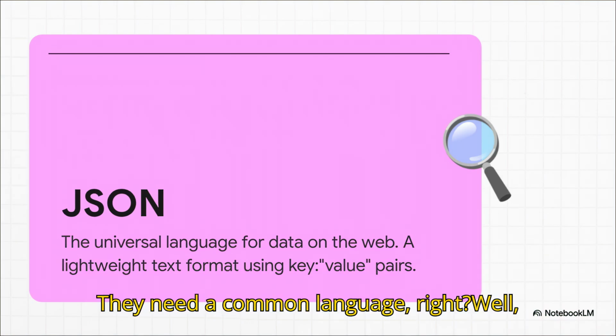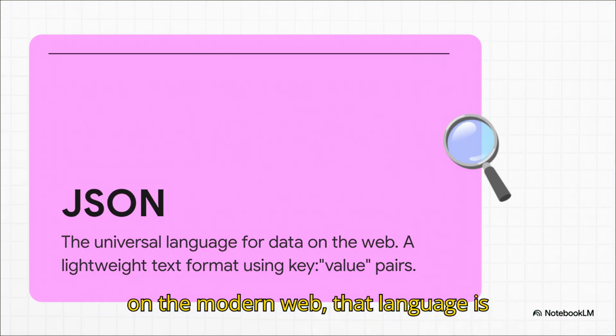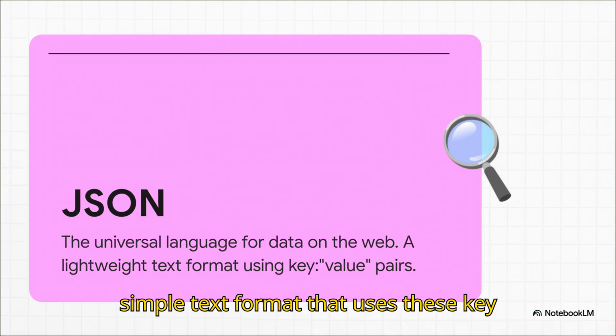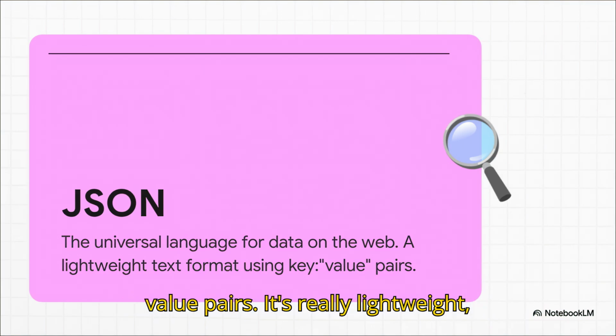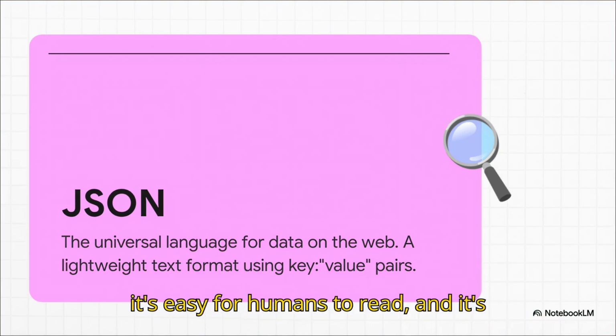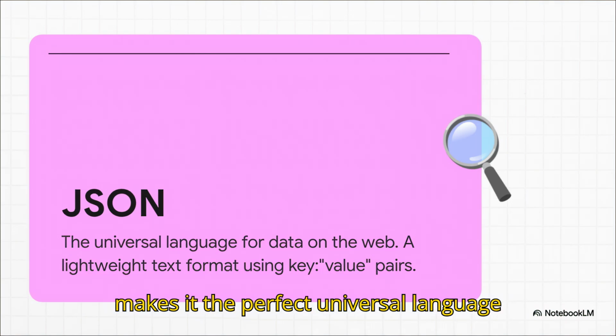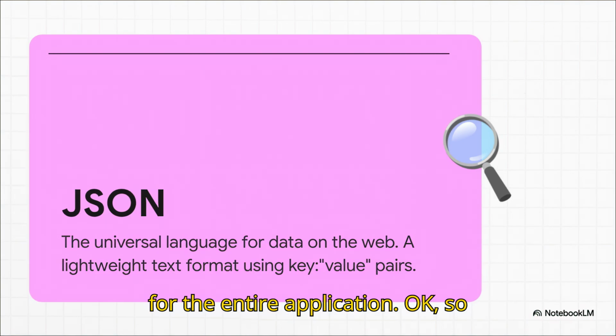They need a common language, right? Well, on the modern web, that language is overwhelmingly JSON. It's just a super simple text format that uses these key value pairs. It's really lightweight, it's easy for humans to read, and it's easy for computers to understand, which makes it the perfect universal language for the entire application.